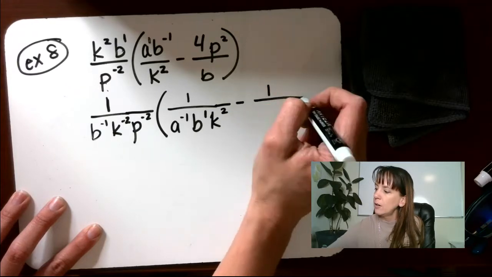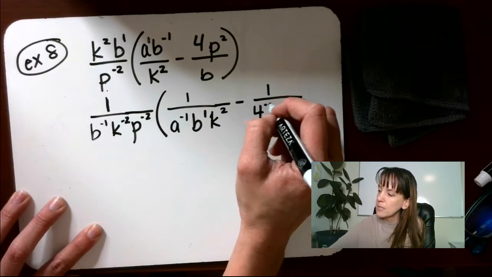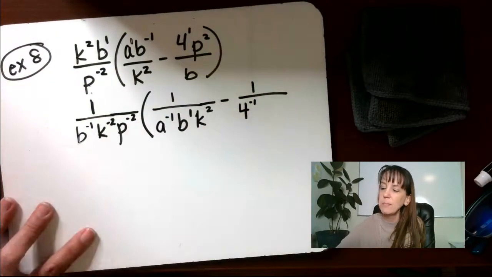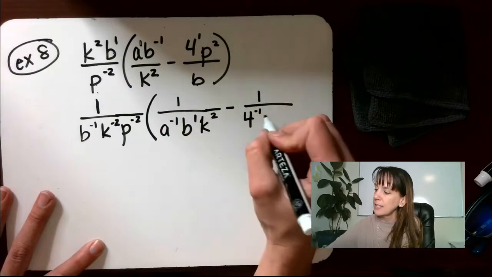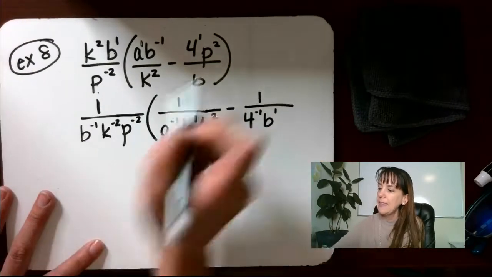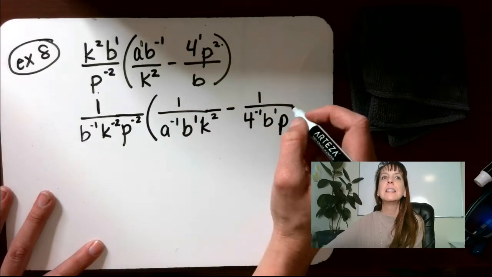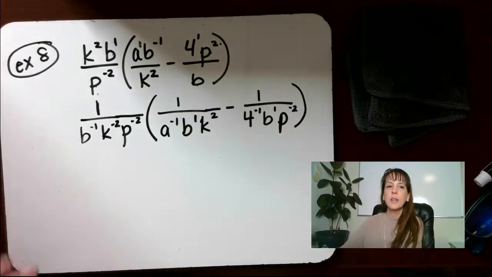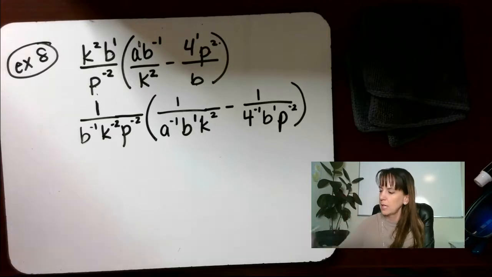Minus 1 over 4 downstairs. Oh, wait, 4 to the negative 1 downstairs, okay? Because it's currently to the 1 power. Makes sense? And then b is already downstairs, so b to the 1. And then p to the 2 gets downstairs, so that's p to the negative 2. Okay, so we're going to distribute this times this times this, get it out of there.